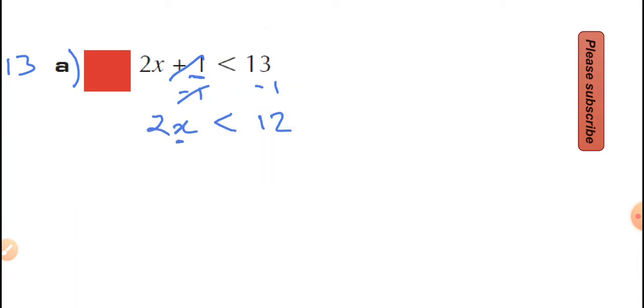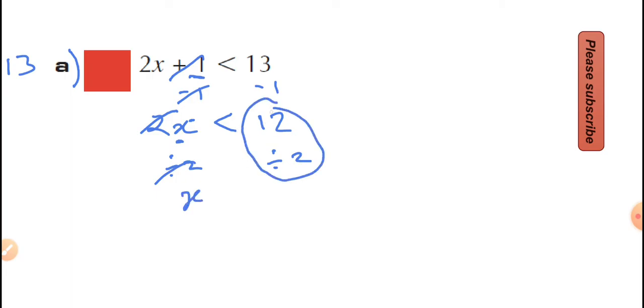And now to get the x on its own, I have to divide both sides by 2. So divide by 2 on the left and divide by 2 on the right. So now on the left hand side, the times 2 and the divide 2 cancels out, leaving with just x. And 12 divided by 2 on the right is equal to 6. So we now know x has to be less than 6. So that's 1/2 of the equation done.